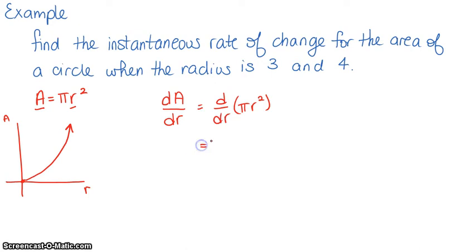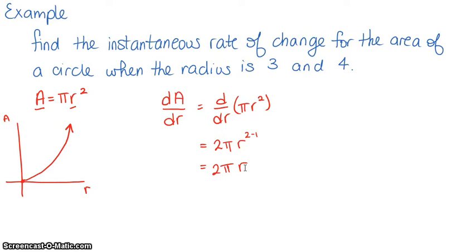So now we can take the derivative with what we know in terms of our power rule. So 2 times pi times our radius to the degree of 2 minus 1, right? We're using our power rule. So it's 2 pi r, which happens to be the circumference as well.